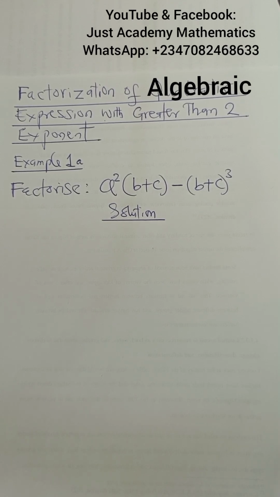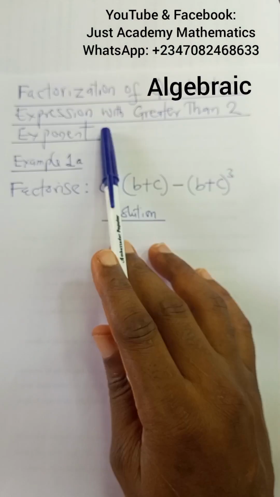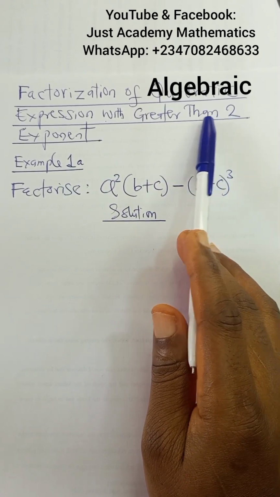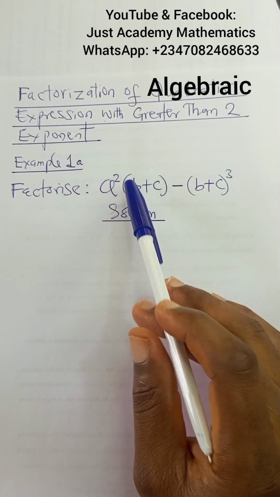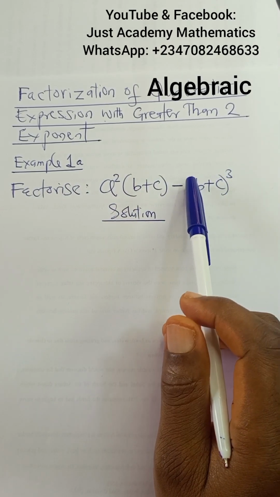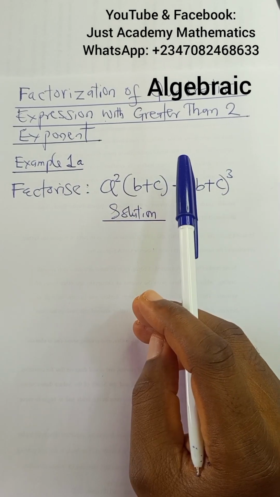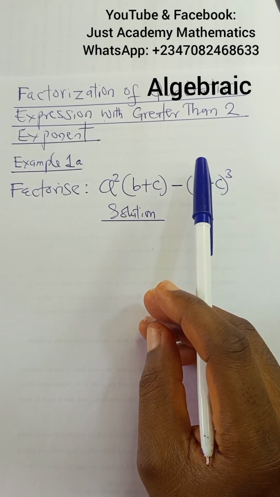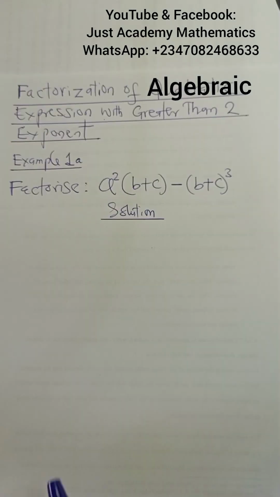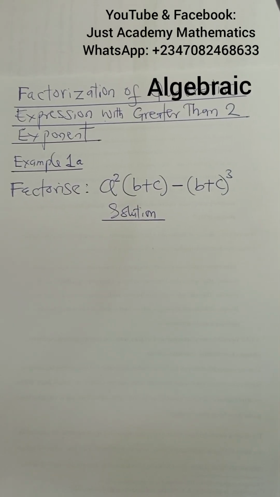Today we're looking at another dimension of factorization. This time around, factorization of quadratic expression with greater than 2 exponents. If you notice, this is raised to the power of 3. So we're looking at the ones that are greater than 2, like 3, 4, 5, and so on. Okay. Let's go straight to it.